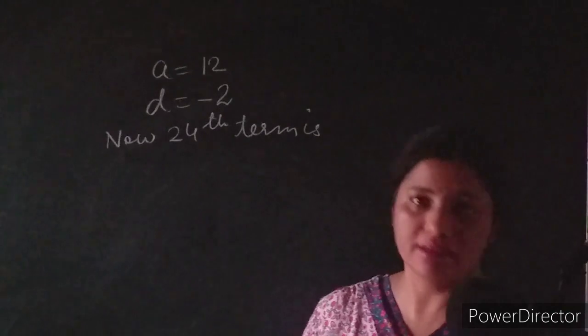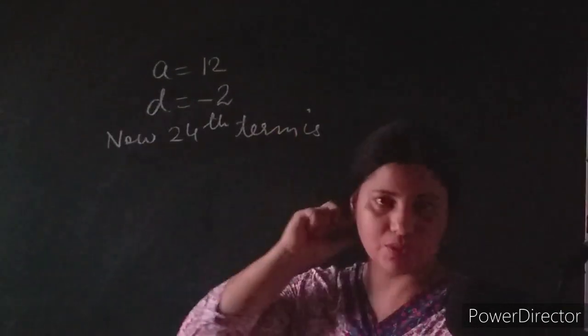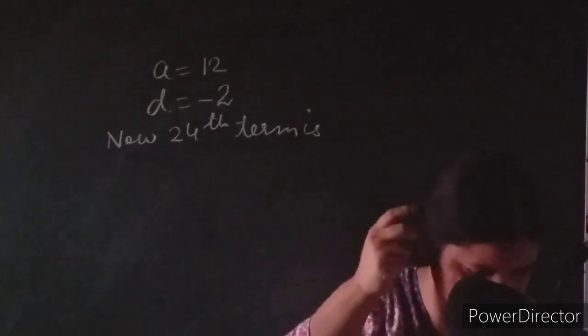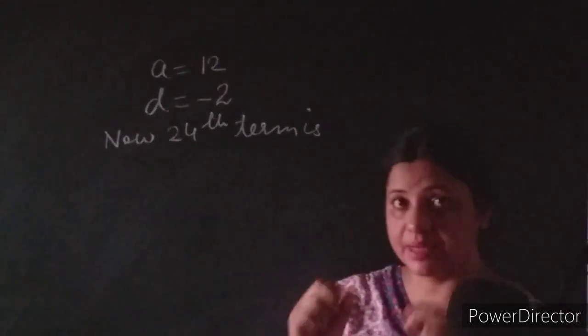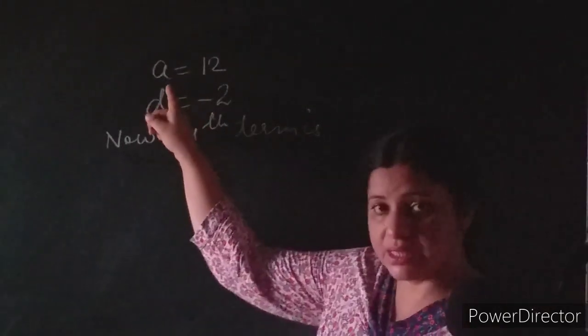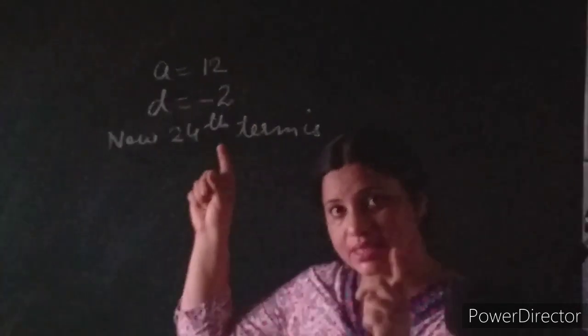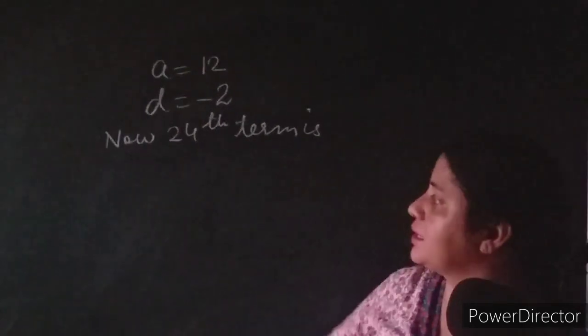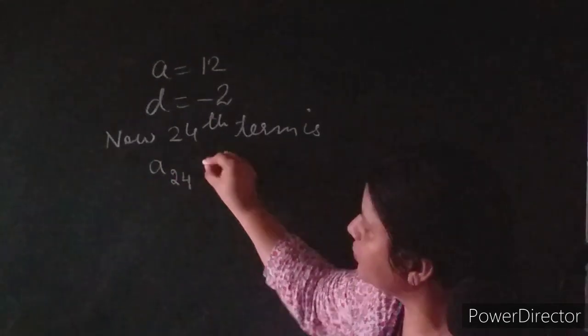Let us begin our answer. We know that A is equal to 12, D is equal to minus 2. We have seen just now that A is equal to 12 and D is equal to minus 2. These two things are sufficient to find the 24th term. And for the 24th term, I will use the symbol A24.